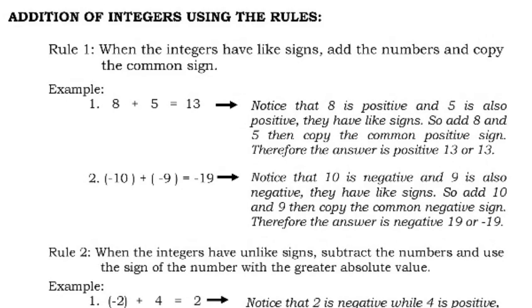Number 2, negative 10 plus negative 9 equals negative 19. Notice that 10 is negative and 9 is also negative. So they have like signs. So add 10 and 9. So 10 plus 9 is 19. And you're going to copy the common sign, which is negative. So the answer will be negative 19, or in symbol, minus 19.